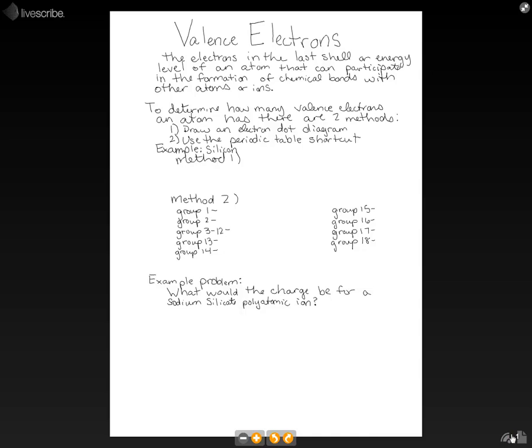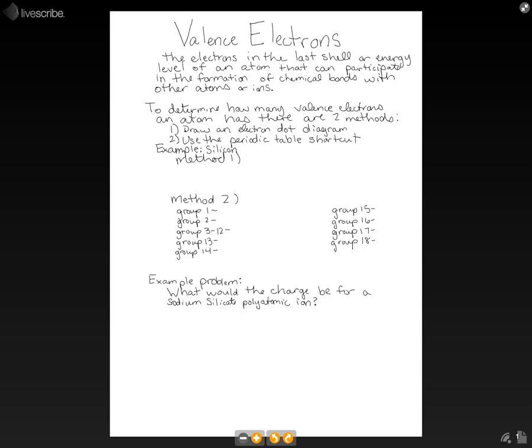In this lesson, we're going to talk about valence electrons and how we can determine how many valence electrons different atoms have. A valence electron is the electron in the last shell or energy level of an atom. It can participate in the formation of chemical bonds with other atoms or ions.